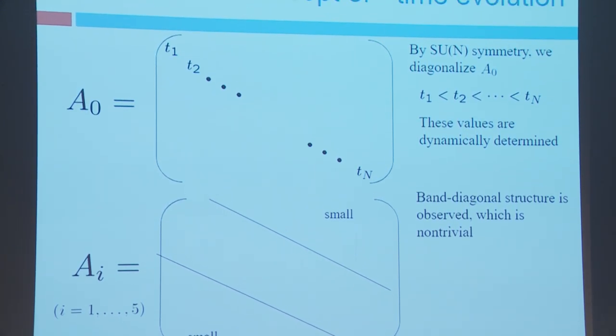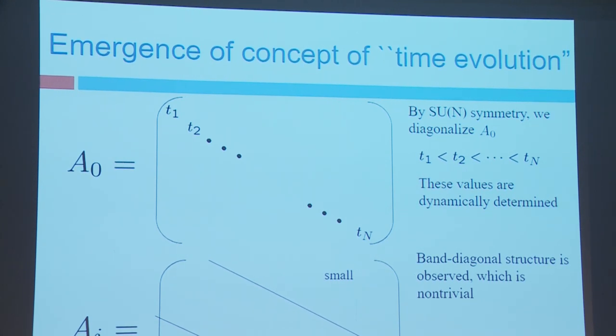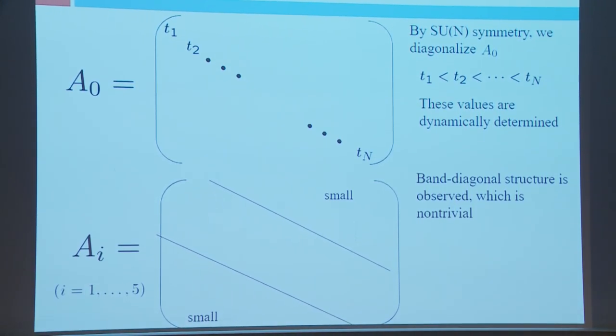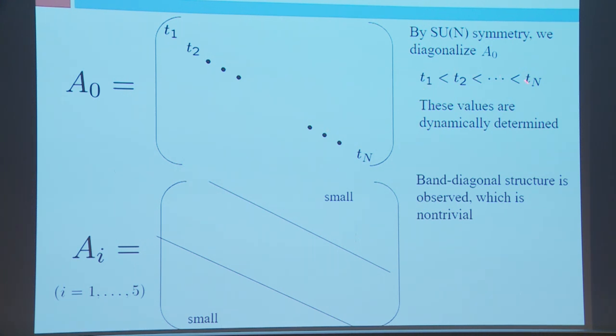So now let me explain how to extract the time evolution from this model, because a priori we have no time in this model. By using the SU(N) symmetry, we can diagonalize A naught. In other words, we take the gauge in which A naught is diagonal, like this. Now t1, t2, ..., tN, these eigenvalues are determined dynamically. They are not fixed by hand, but determined dynamically, and they have this order here.